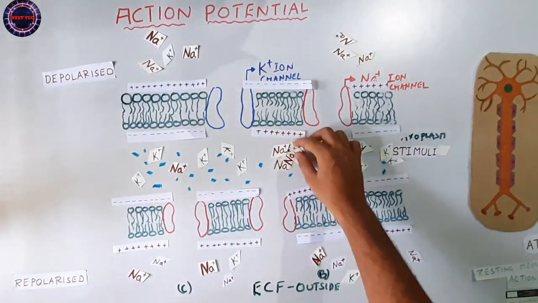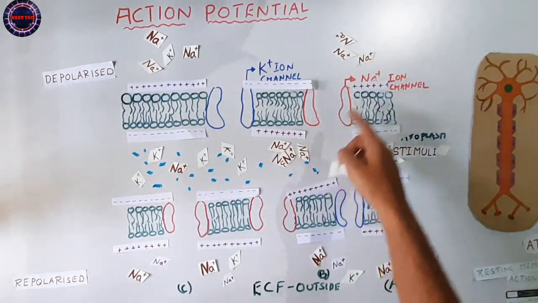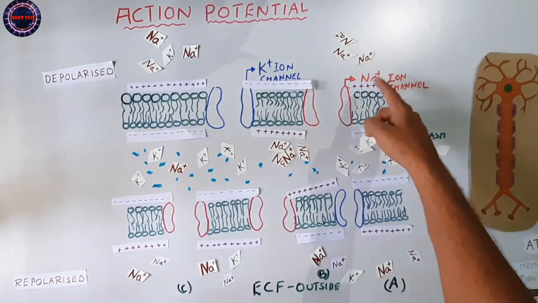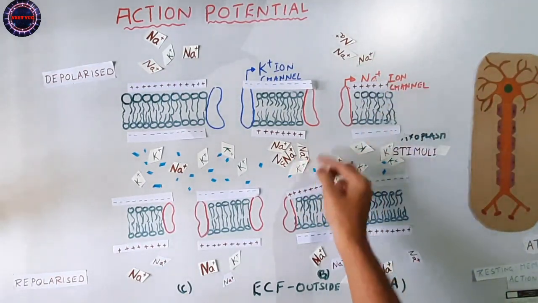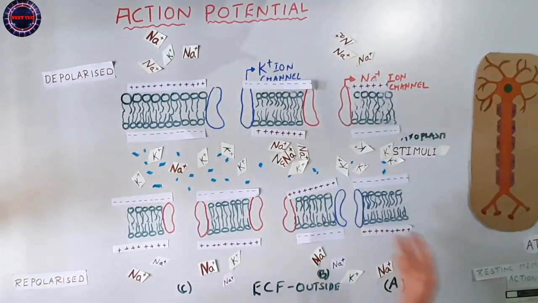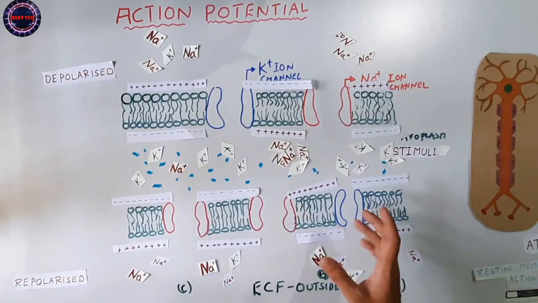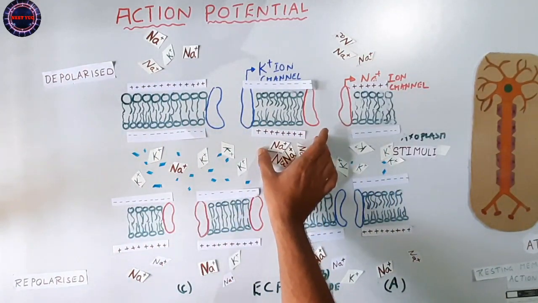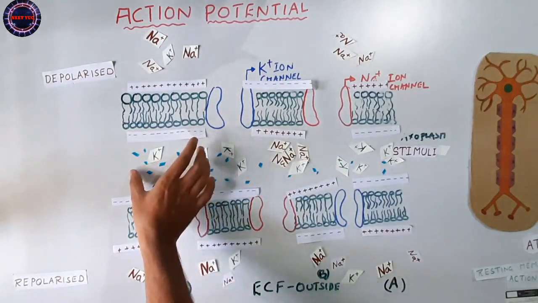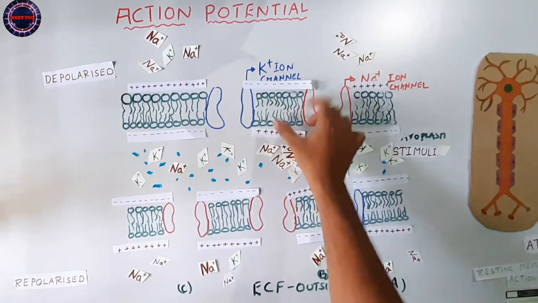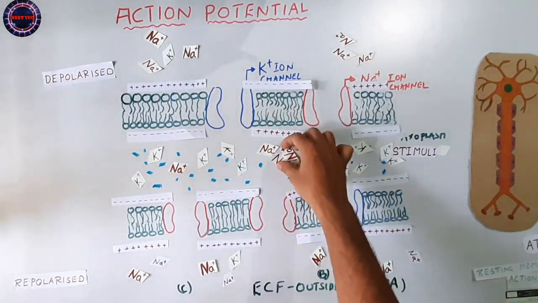Got it? So we have more sodium ions because of the influx of sodium ions through this active transport sodium ion channel. That's it. Compared to potassium ions, we have fewer sodium ions here. This is all about action potential or nerve impulse, and the process will be repeated. Once the action potential is generated, it will be conducted to site C of the same neuron, and again repolarization takes place, that is, getting back to normal.